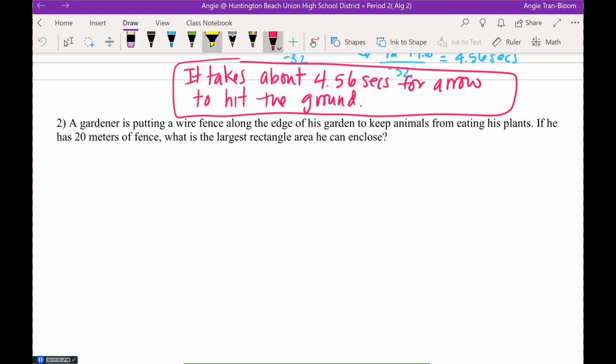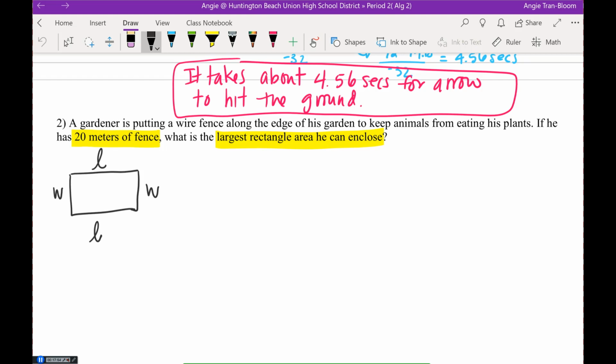Perfect. Okay, let's highlight some important stuff. What does he have? 20 meters of fence. What are we looking for? How much area he can enclose. Yeah, the largest area that he can make with his 20 meters of fencing. What shape are we working with? A rectangle. Here's a rectangle. Label my rectangle. This is W, that's the width. And then we have a length here and a length here.